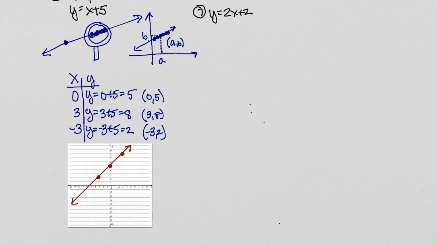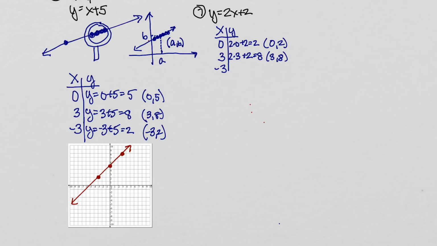So let's try this one here. y equals 2x plus 2. So let's draw our little table here and choose some values. How about if x is 0, y is going to be 2 times 0 plus 2. 0 plus 2 is 2. So here's an ordered pair, (0, 2). If x is 3, we'll get 2 times 3 plus 2. That's 6 plus 2 is 8. So we'll get (3, 8).